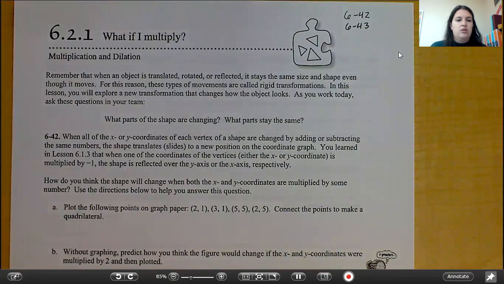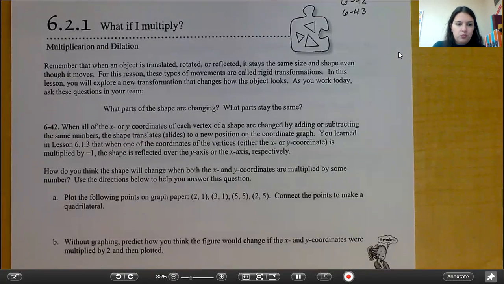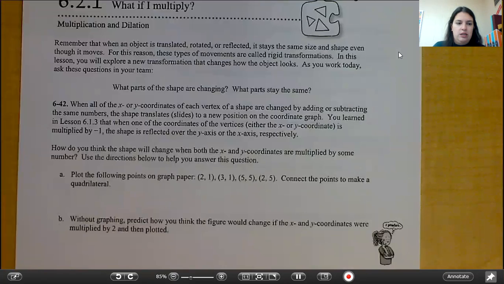As you work today, ask these questions with your team. What parts of the shape are changing? What parts stay the same?